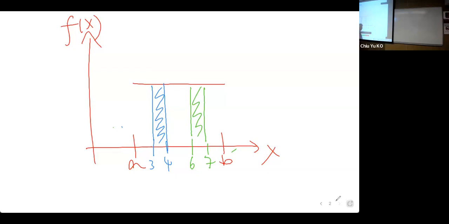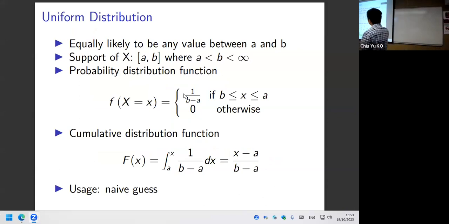And the height of this must be 1 over b minus a, right? Because the area under the curve is 1 in total. So that is the idea why you saw this one. This is the only occasion you need to know the small f. For normal and exponential, you don't need to worry about the f. This is the only case where the f is flat. And the big F will be x minus a over b minus a.